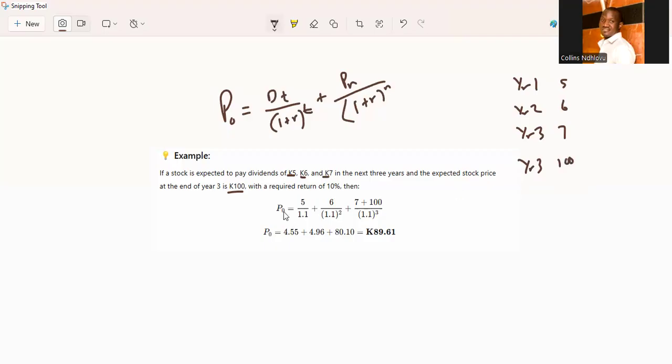So we calculate the growth of these dividends. So 5 kwacha over 1.1 to the power 1, 6 kwacha over 1.1 to the power 2, 7 kwacha over 1.1 to the power 3, plus 100 kwacha over 1.1 to the power 3 because we're selling it in that year. So you can simply add them mathematically. The intrinsic value of the stock, therefore, will be 89.61. So that is how we use this model to calculate the value of stock.